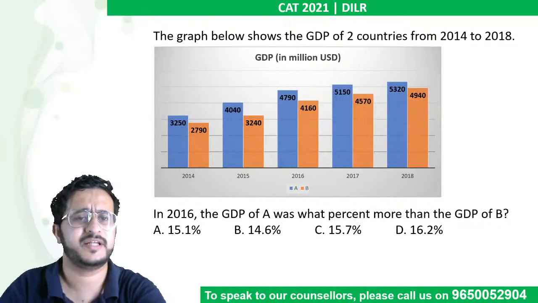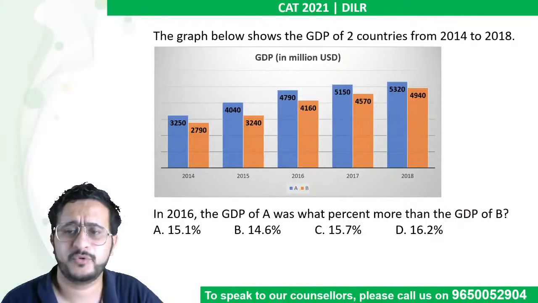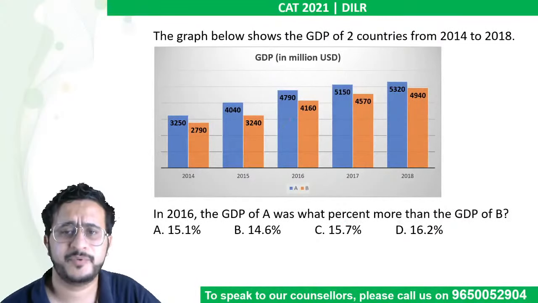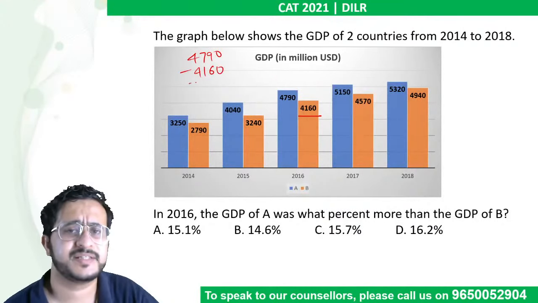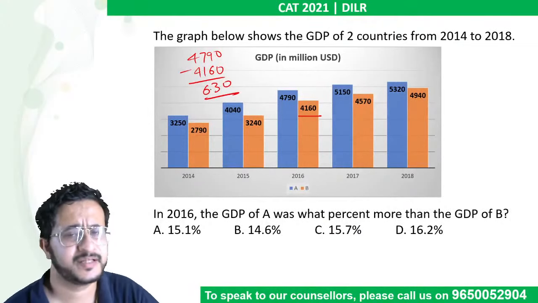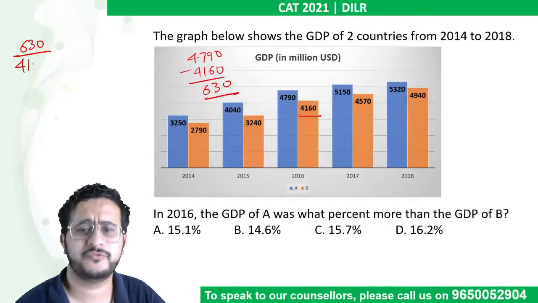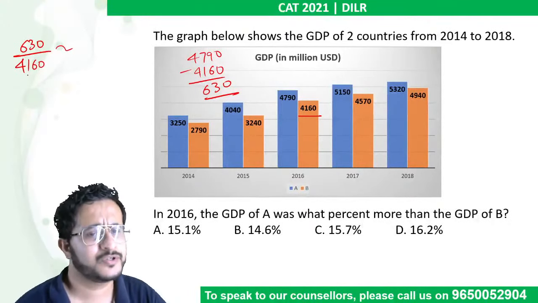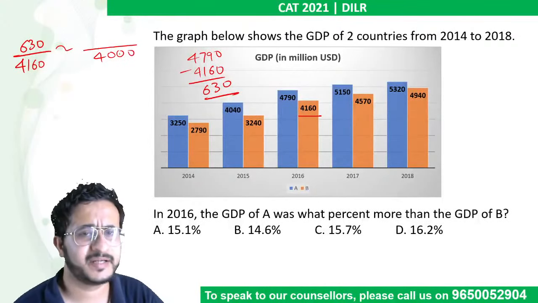So let us revisit. Let's do the rule again. So GDP of A was what percent more than GDP of B? GDP of B was 4160 and GDP of A is how much more? 4790 minus 4160, that is 630, right? 630 more. So what do I have to find? I have to find 630 upon 4160. So what will I do? I can divide by 4.